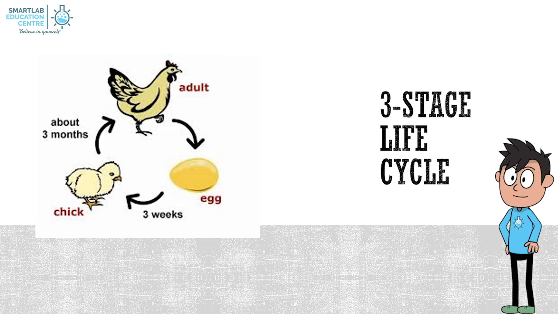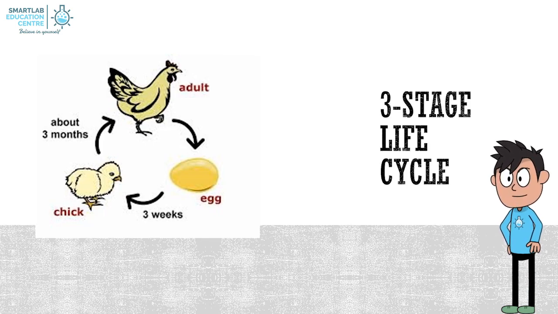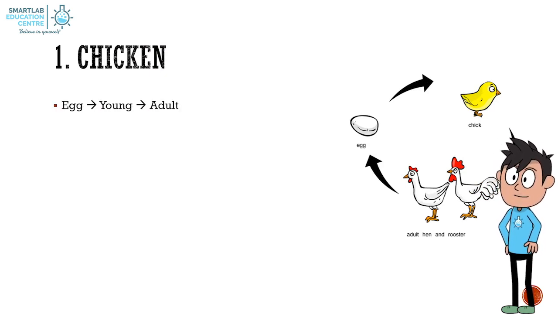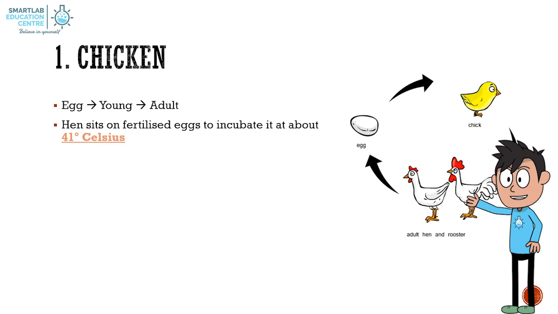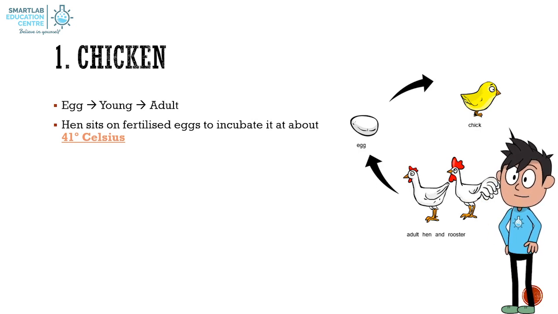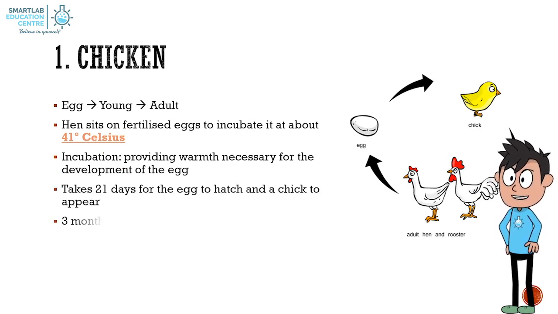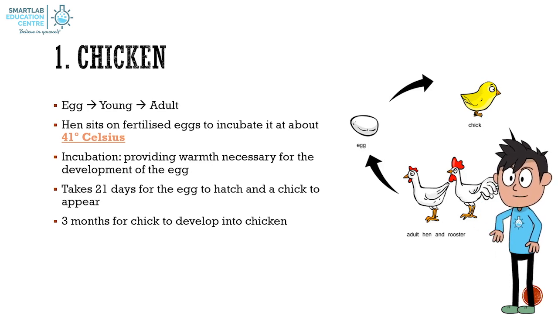Three-stage life cycles. Chicken: from egg to young to adult. The hen sits on fertilized eggs to incubate them at about 41 Celsius. Incubation provides the warmth necessary for the development of the egg. It takes 21 days for the egg to hatch and a chick to appear. Three months later, the chick develops into a hen.